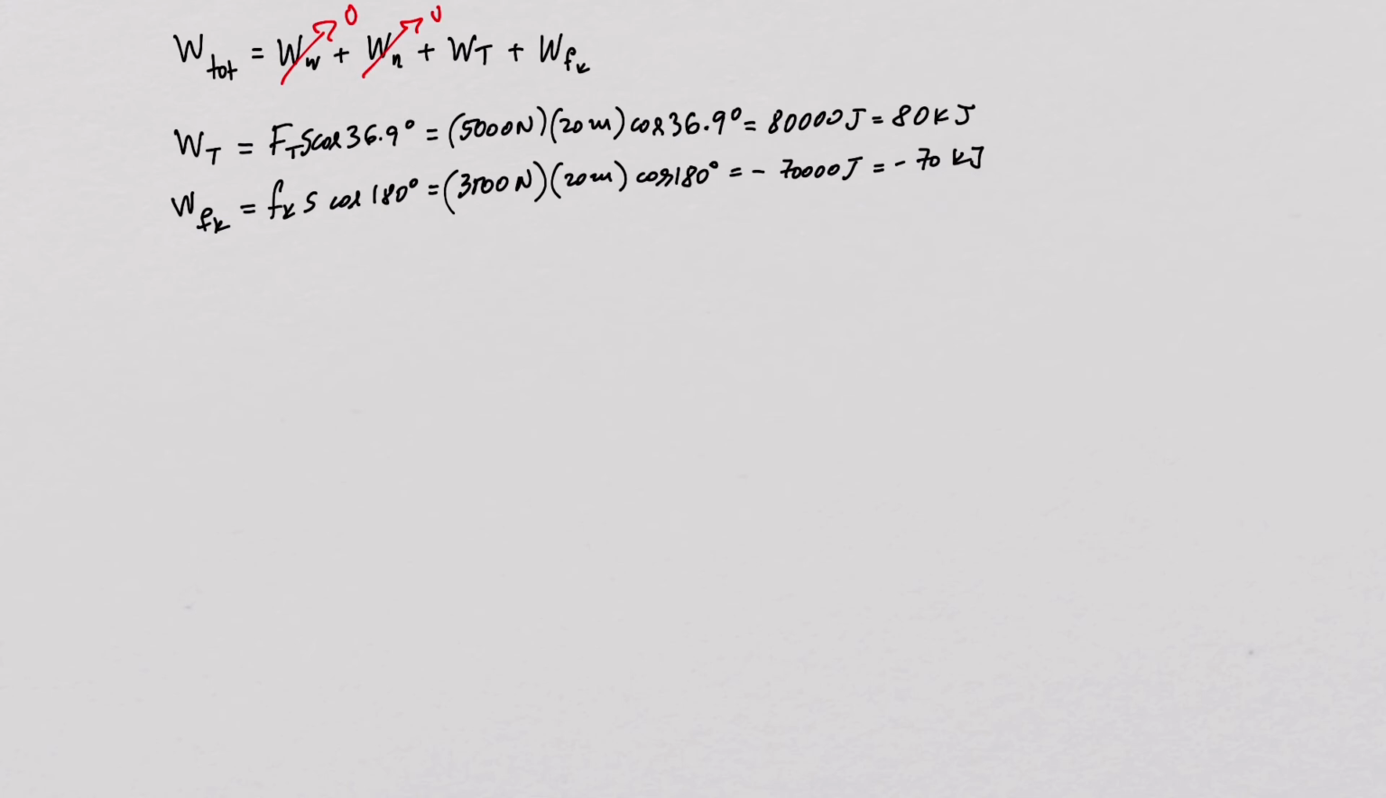So then the total work done on the load or on the sled is equal to 80 kilojoules minus 70 kilojoules. That is 10 kilojoules. So here I used the approach of finding the work done by each individual force and then adding all works together to find the total work done. Let's do the other approach, which was to find the net force and then calculate the work done by the net force.